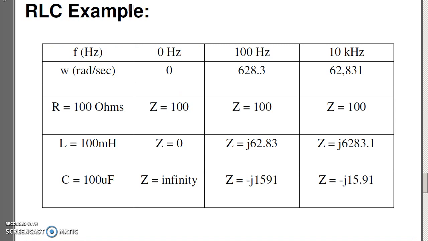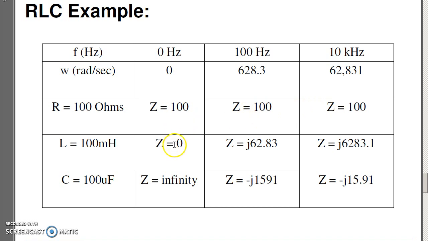With that, you can take fixed values: 100 ohm, 100 millihenry, 100 microfarads. As the frequency changes, you can calculate what the impedance is. Got to remember that the natural frequency is 2 pi f, so whatever we say in hertz, you have to multiply by 2 pi to get the natural frequency. Resistors don't change. 100 ohms at DC is 100 ohms at 100 hertz, 100 ohms at 10 kilohertz.